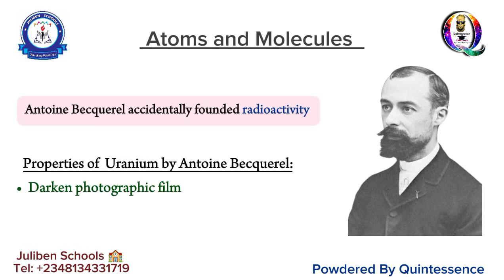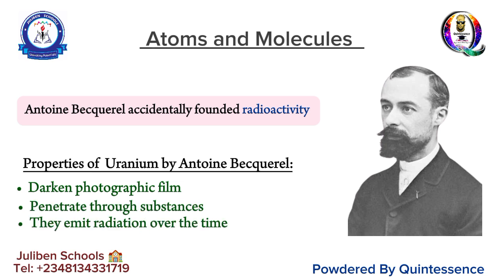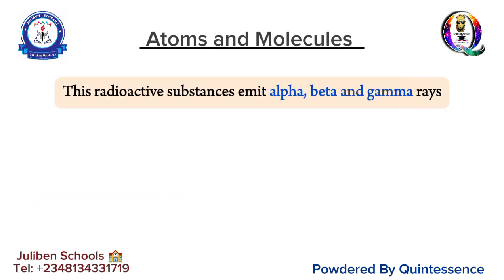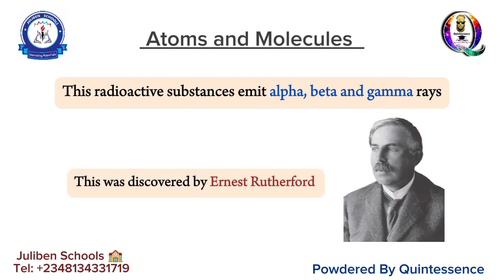It's able to darken photographic film. It is able to penetrate through substances. And he discovered that they emit radiations over time. So this is actually what Antoine Becquerel's discovery was all about. These radioactive substances emit alpha, beta, and gamma rays. This was discovered by Rutherford.